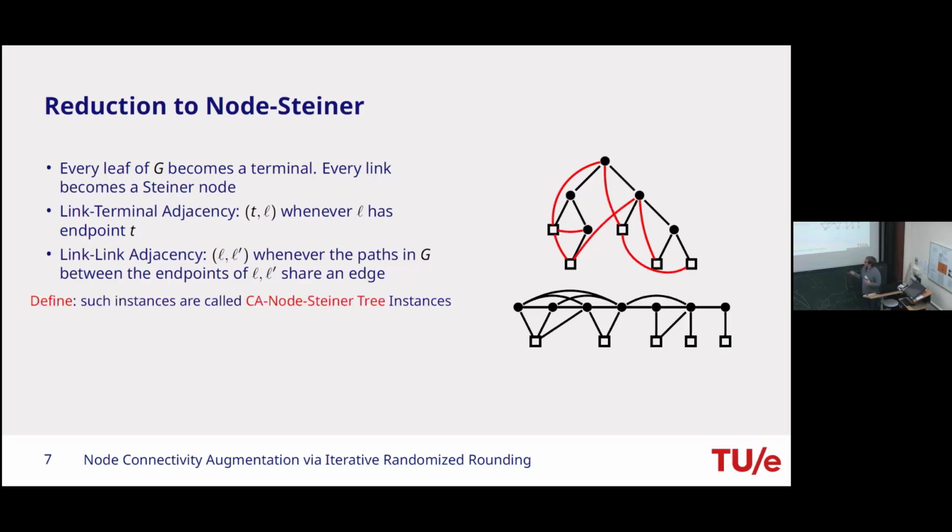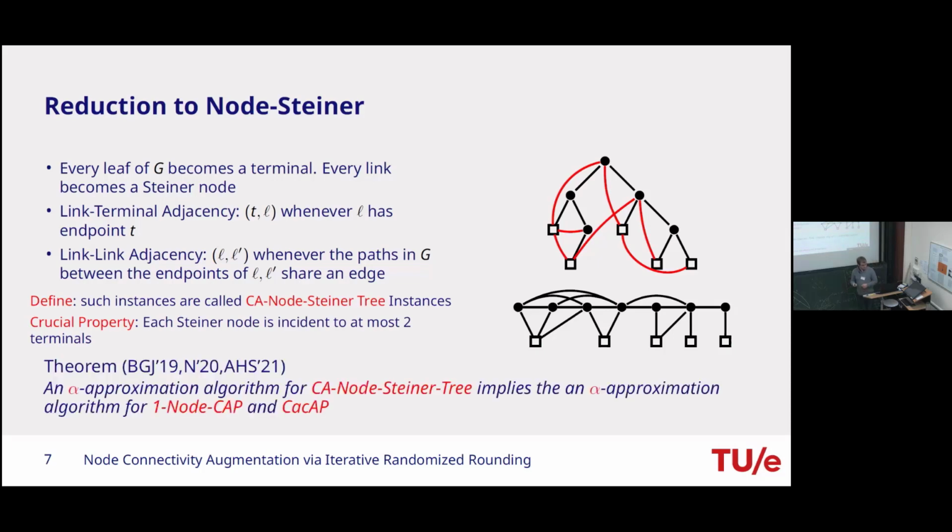So we call these particular Steiner trees CA Node-Steiner trees, so connectivity augmentation Node-Steiner trees. And these possess the important property to us that every Steiner node is incident to at most two terminals. And with this, we can prove this theorem, which says that any alpha approximation for CA Steiner node instances gives us an alpha approximation for one node connectivity augmentation and for Cactus augmentation.